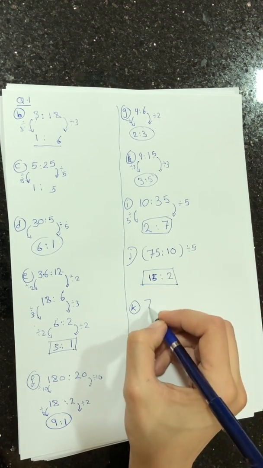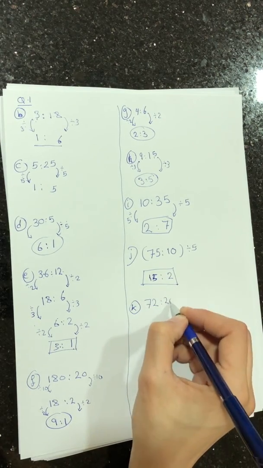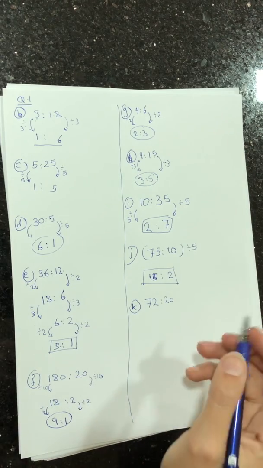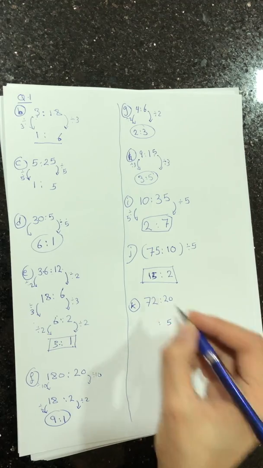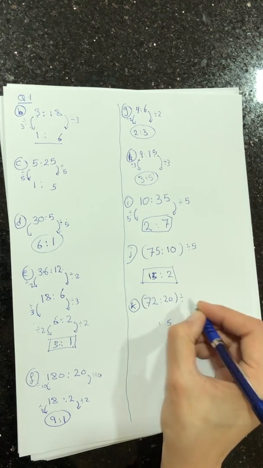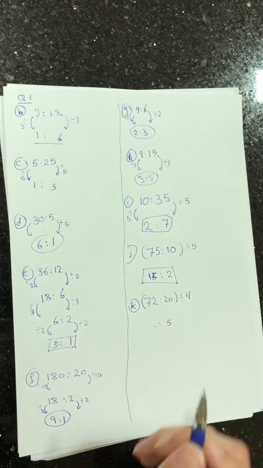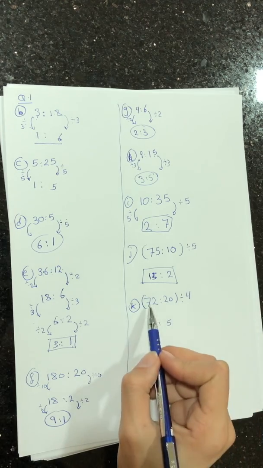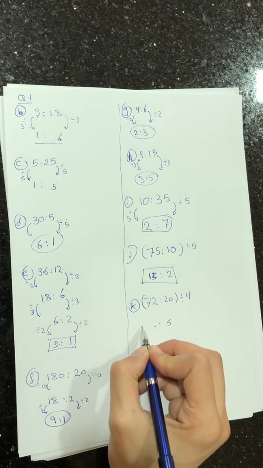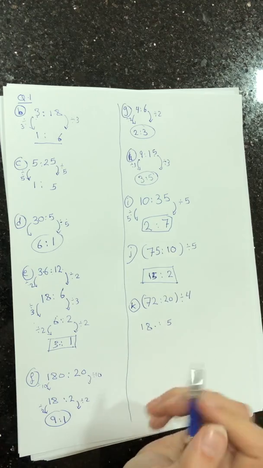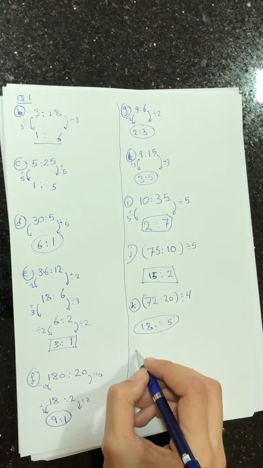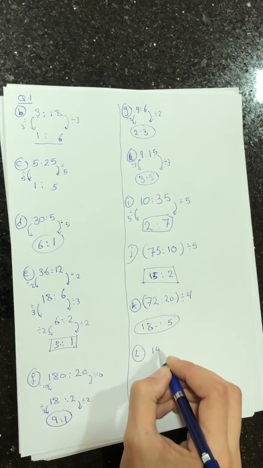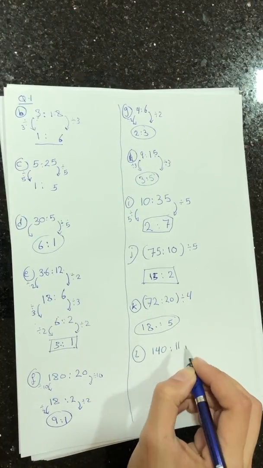Okay, 72 divided by 20. You can start by dividing by 4. If you divide the whole ratio by 4, you will get 5. 20 divided by 4, 5. 72 divided by 4 is 18. Last question.